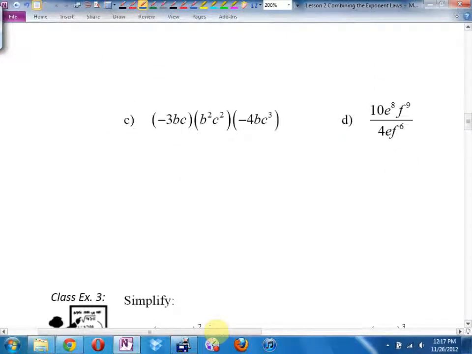C. Any power to a power? No? Okay. Positive 12. B to the 4th. C to the 6th.